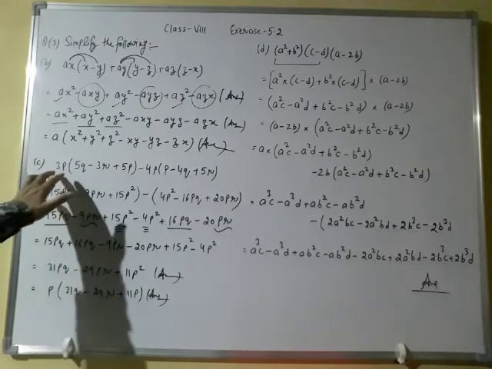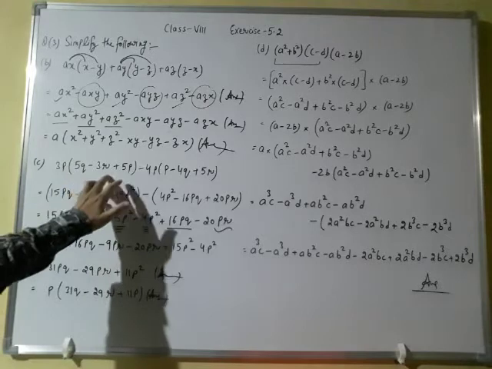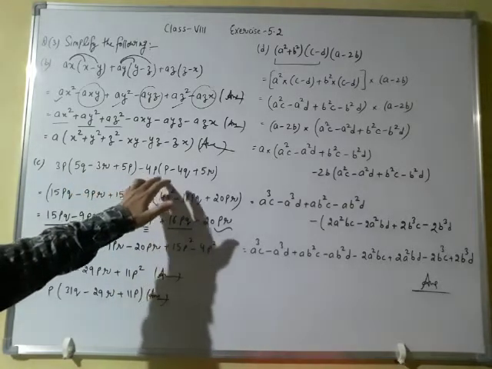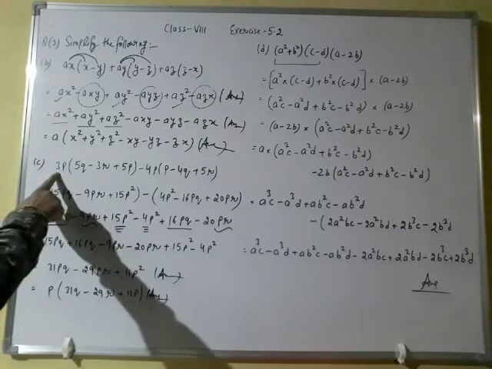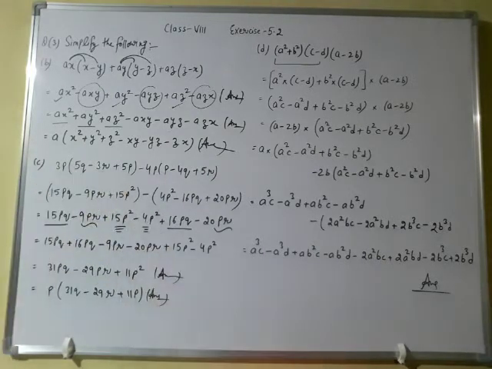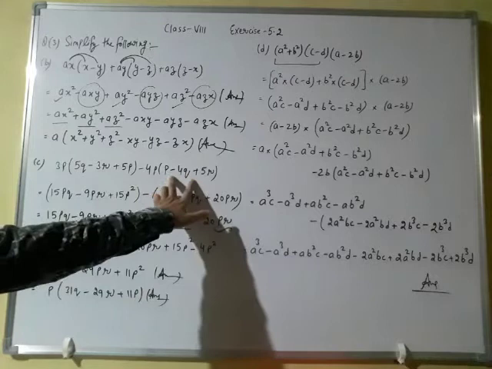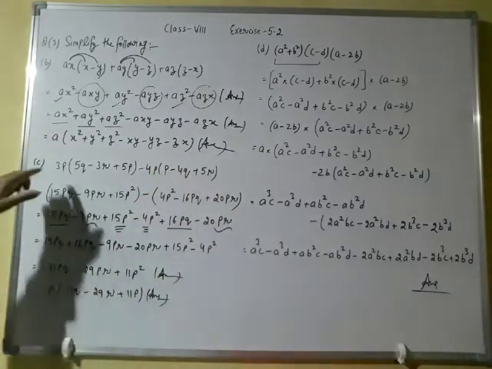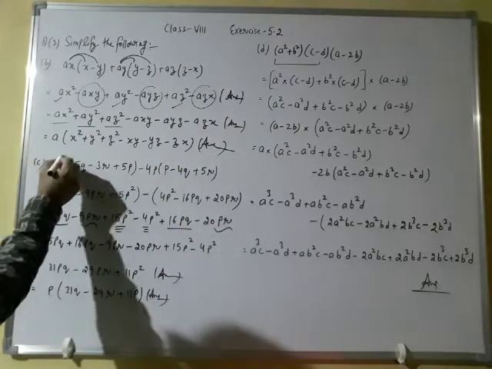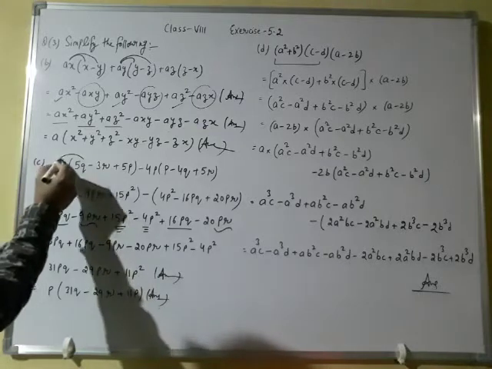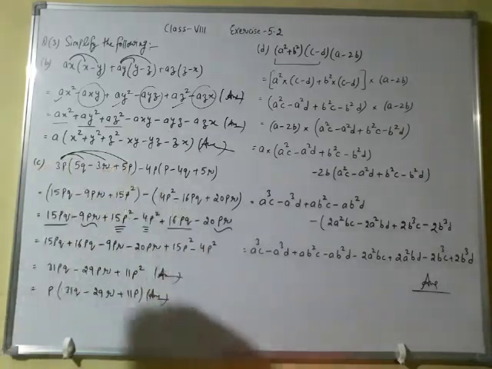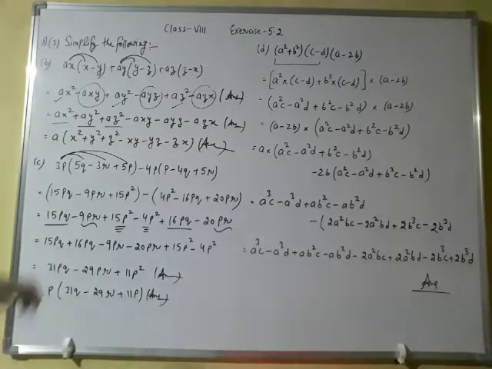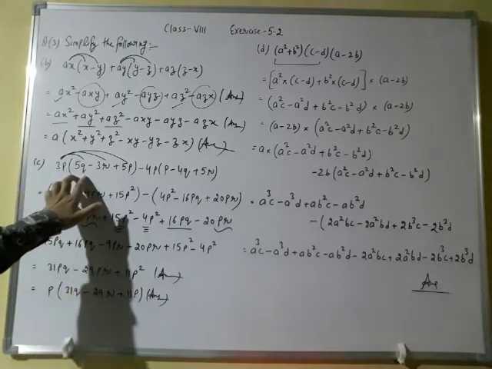Next part: 3p multiply (5q minus 3r plus 5p) minus 4p multiply (p minus 4q plus 5r). Monomial will multiply by a trinomial. So first 3p will multiply 5q, then 3p will multiply with 3r, and then 3p will multiply by 5p, one by one. 3p into 5q.